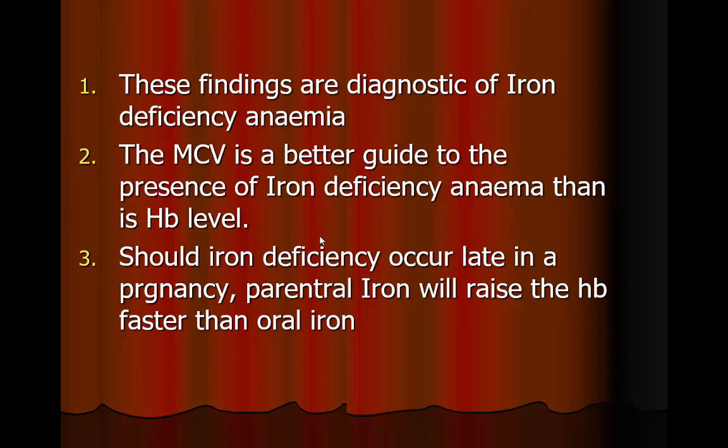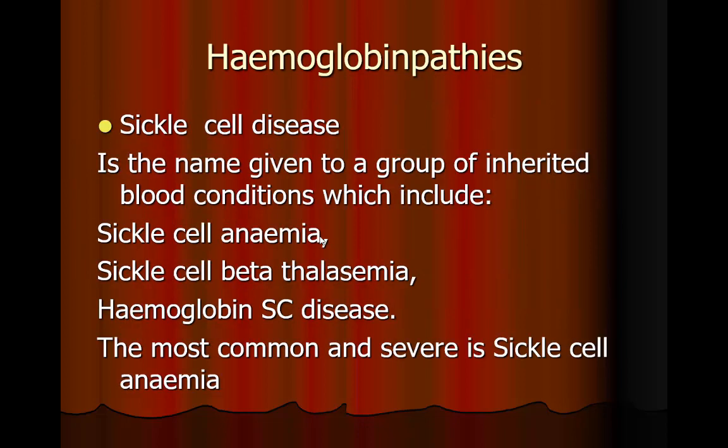MCV is a better guide to the presence of iron deficiency anemia than the hemoglobin level. Should iron deficiency occur later in pregnancy, parenteral iron will raise the hemoglobin level faster than oral iron.